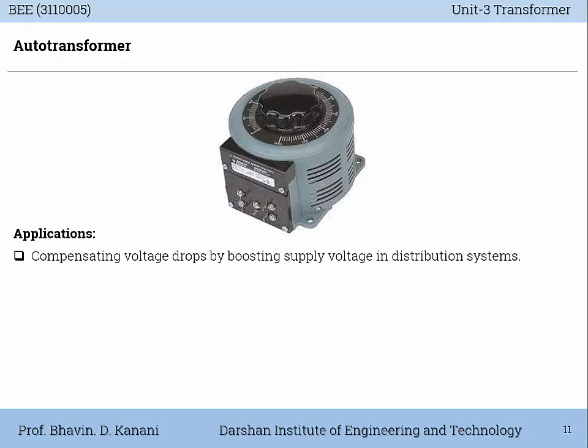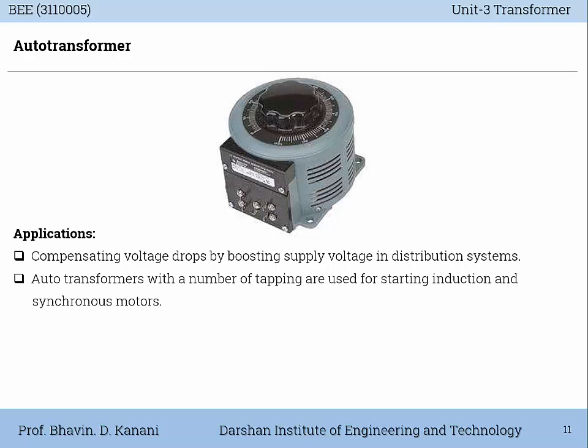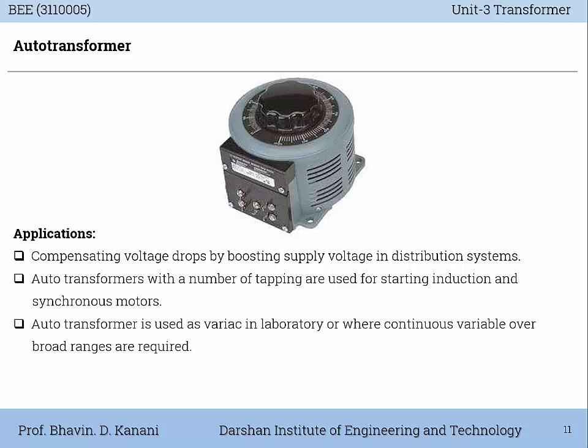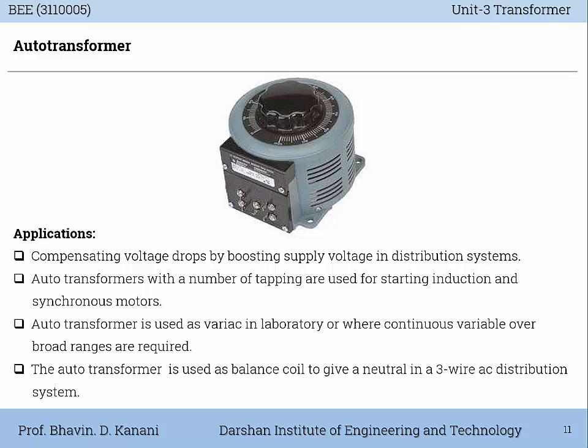Some applications of the auto transformer. इसकी वेल नोन एप्लीकेशन है, हम लेबोरेटरी में यूज करते हैं. Compensating voltage drops by boosting supply voltage in distribution systems. That means as a voltage booster. Auto transformers with a number of tappings are used for the starting of induction and synchronous motors. Auto transformer is used as variac in laboratory or where continuous variable or broad ranges are required. The auto transformer is used as balance coil to give a neutral in a 3-wire AC distribution system.